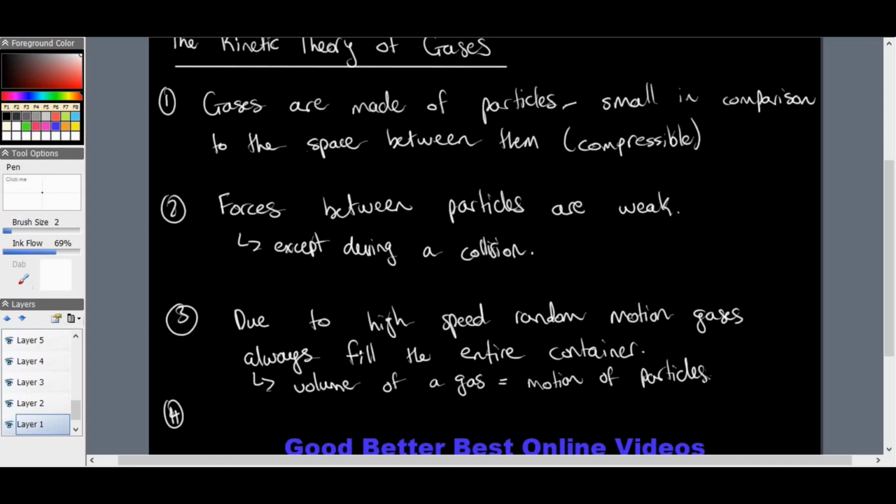During the collisions, the particles exert a force on the container, or on the sides of the container rather, and that results in pressure. Okay, so let's try and summarize that point.